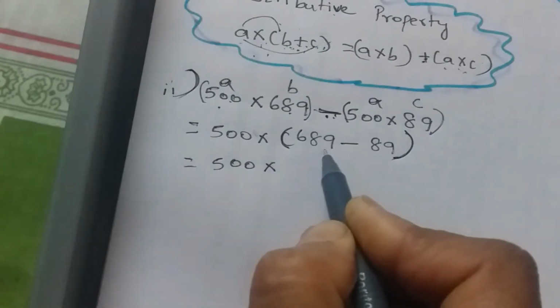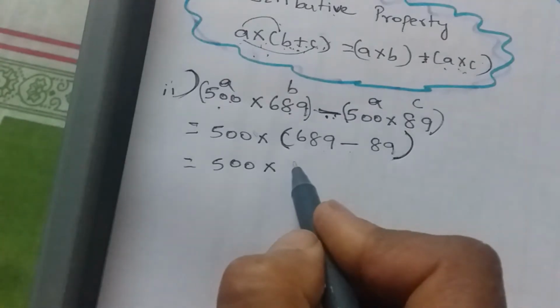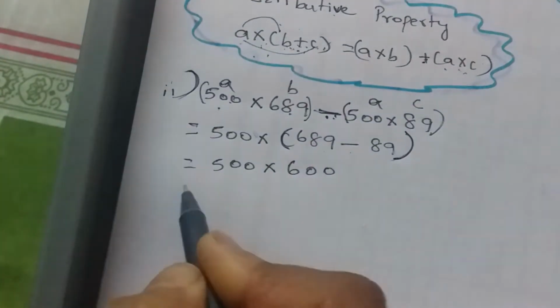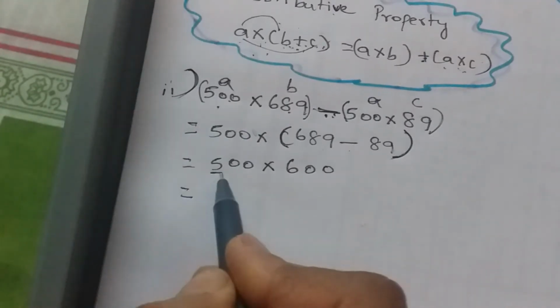So 689 minus 89, it's a mental sum. You're subtracting 89 from 689. What is it? Yes, it is 600. Now how to multiply this? Which two numbers do we have to multiply? You can leave out the zeros and multiply only the numbers.